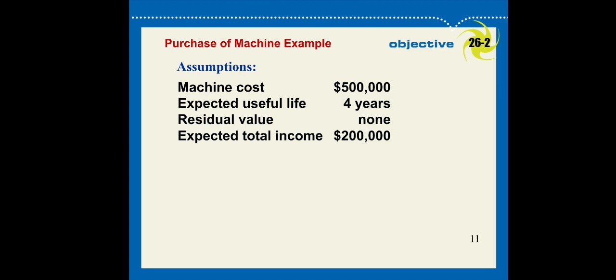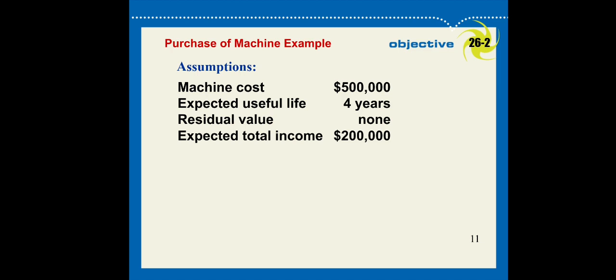So the residual value is none. Residual value is the value of the machine at the end of the useful life. The example is like this. Let's say you purchase a computer, and you think that your computer can be used for 4 years. At the end of 4 years, you can sell the computer as a second-hand item, maybe $100, $200. So that is residual value. For this machine, the cost is $500,000. The expected useful life is 4 years, but the residual value is zero. It means that at the end of year 4, the machine has no value and has to be disposed. Expected total income means expected total profit that can be generated using the machine.